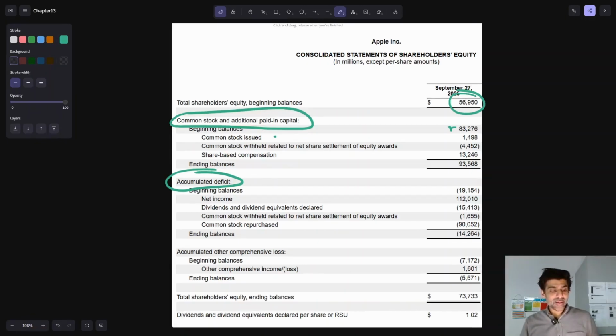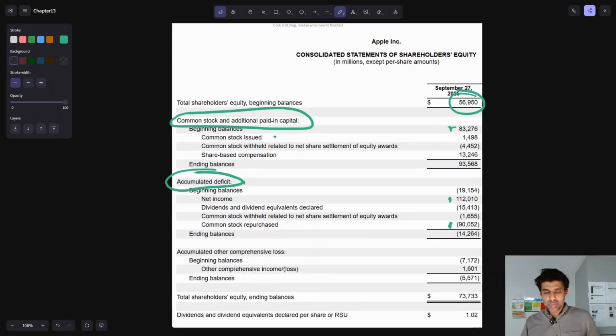But believe it or not, Apple has an accumulated deficit. They have negative retained earnings. Okay, so why? I don't know. We'd have to look at the history. It did almost go bankrupt at some point, but it's been so profitable, so I'm not sure why that is. Yeah, okay, this is why.